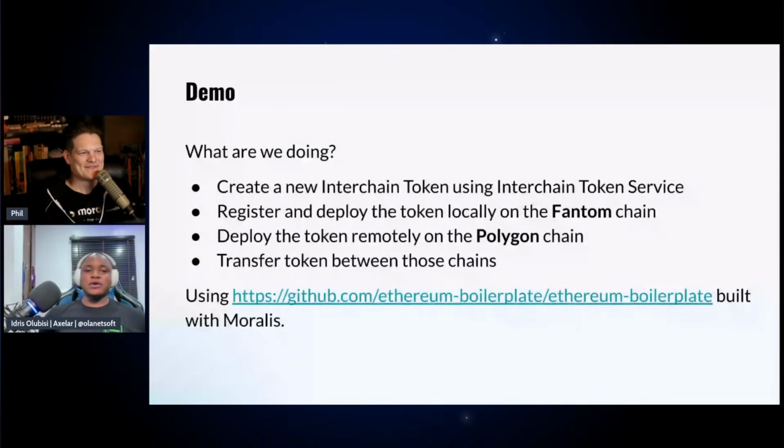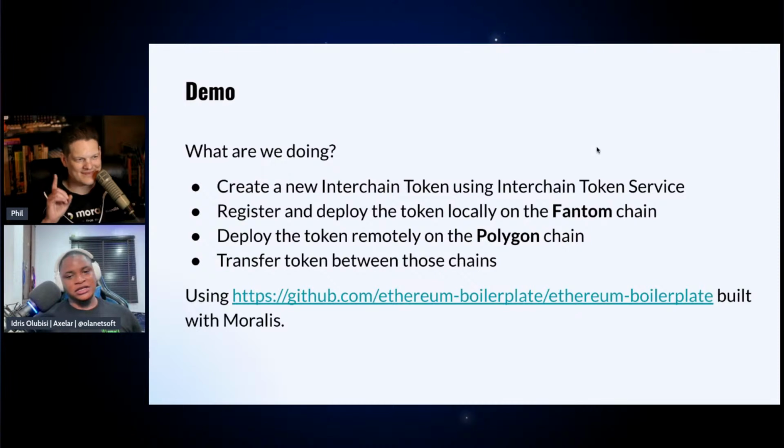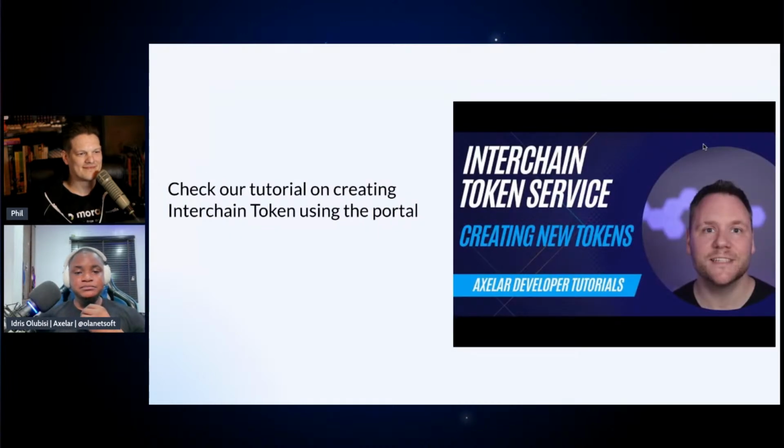Yeah, so this is what we just completed, right? We have created an interchain token. We deployed locally on Phantom. We deployed remotely on the Polygon chain, and then we transferred tokens between those chains. But then what happens next? Because we did this programmatically, right?